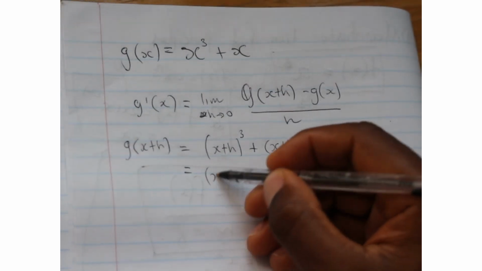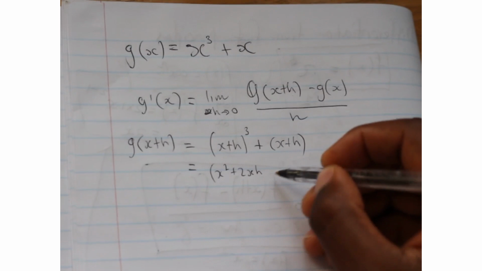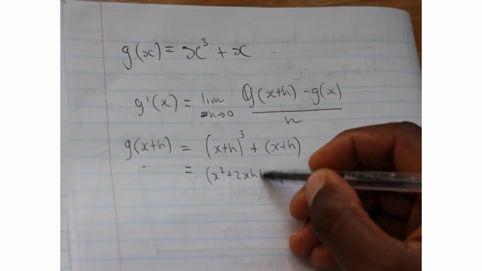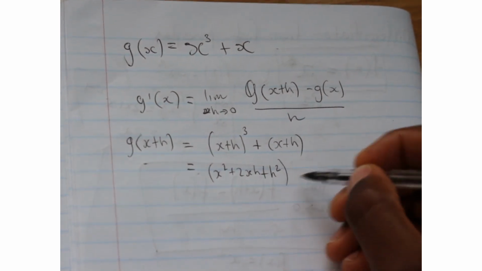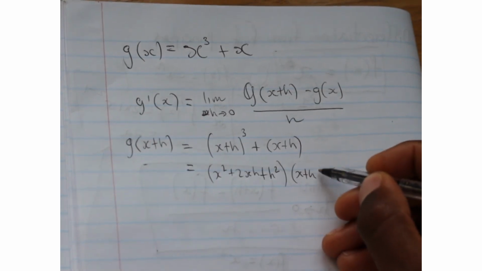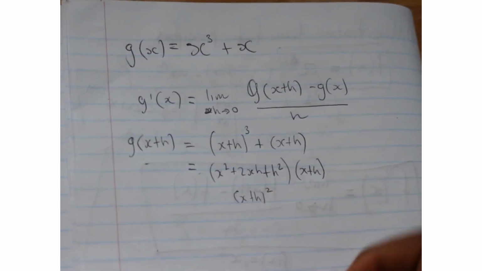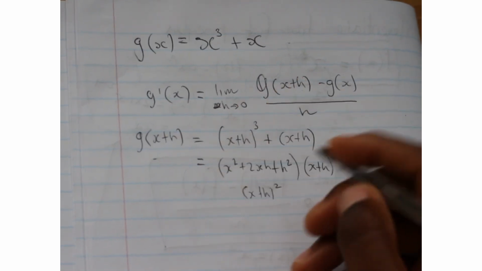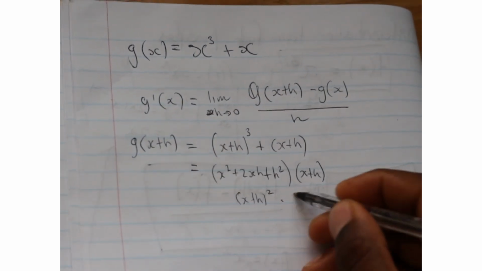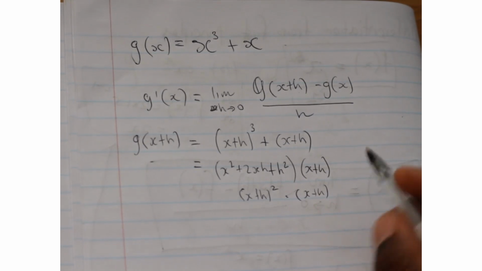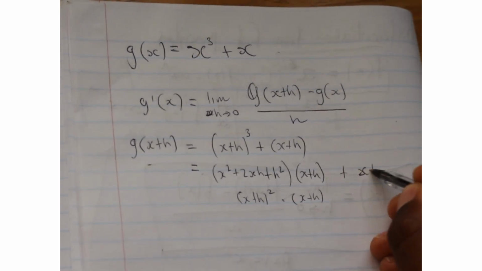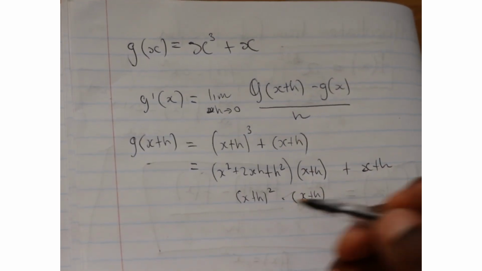So obviously we're going to have x squared plus 2xh plus h squared, times x plus h. Remember, this represents x plus h squared. So I split the x plus h cubed into x plus h squared times x plus h. And then we add our x plus h. So now this becomes what?